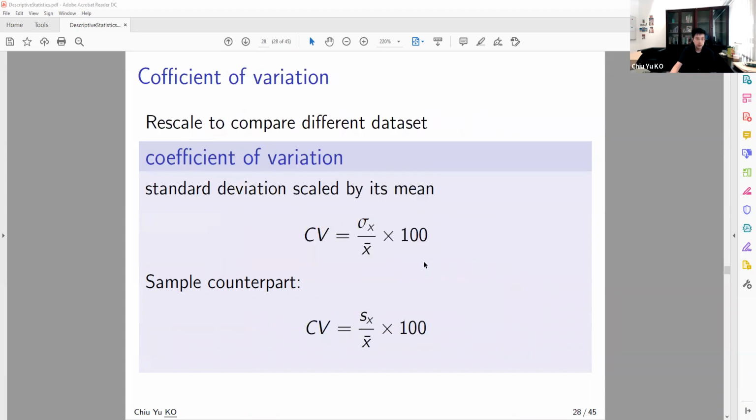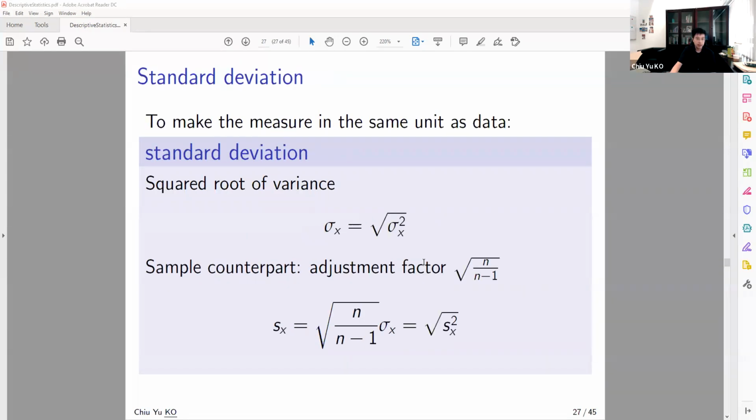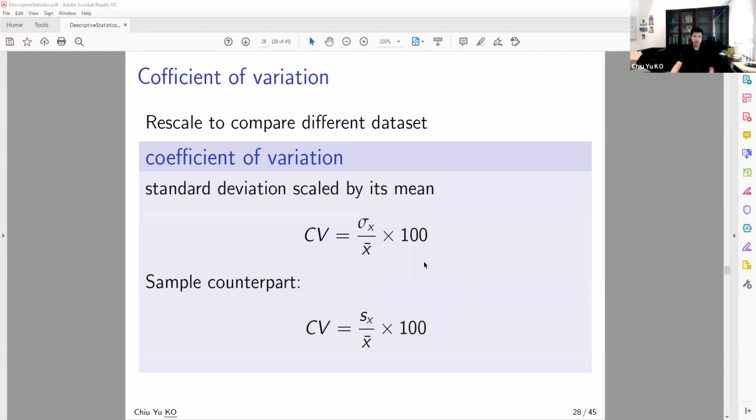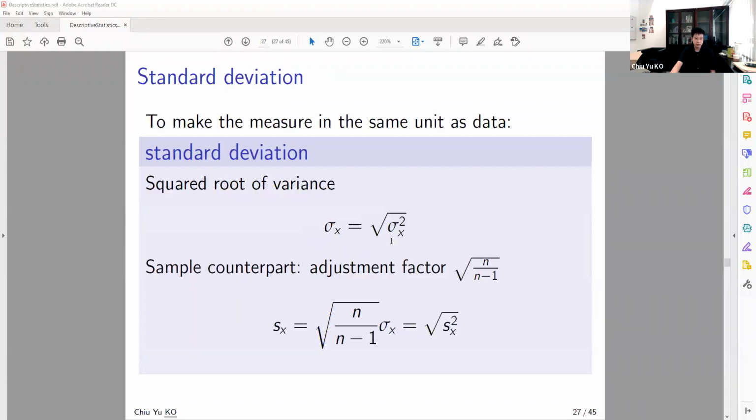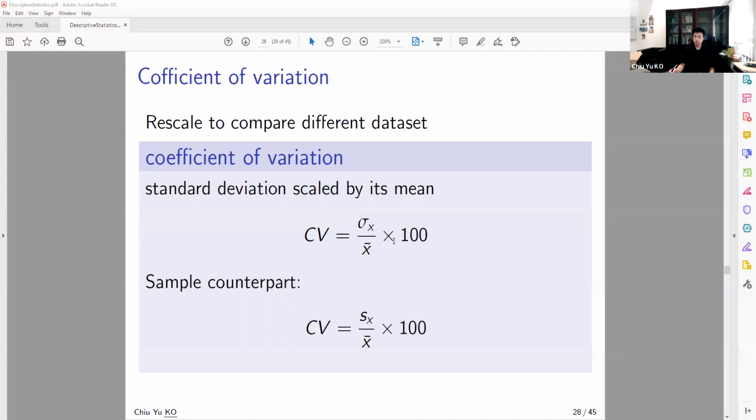So let's talk about an additional refinement. After you take the square root, you also want to divide it by its own mean, right? X bar is the mean, okay? And usually also multiply by 100. That is the usual formula you have.